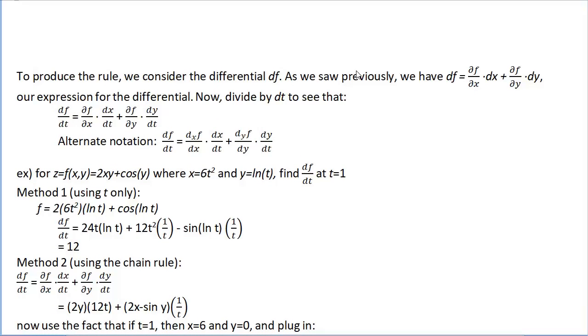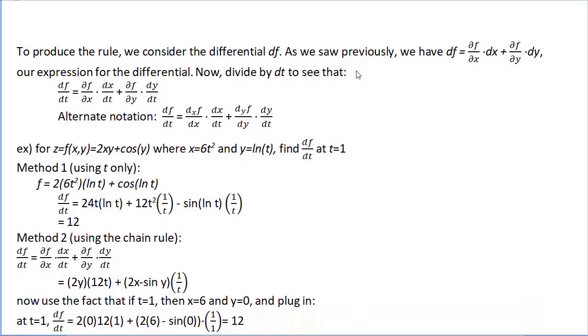So at t equals 1, we can plug in to find x must be 6, and then y equals ln of 1, which is 0. So now we've got all three of those values. So at t equals 1, we know that df/dt equals (2 times 0 times 12 times 1, plus 2 times 6 minus sine of 0), all of that, and then that times 1 over 1. And work it out, and you get 12.